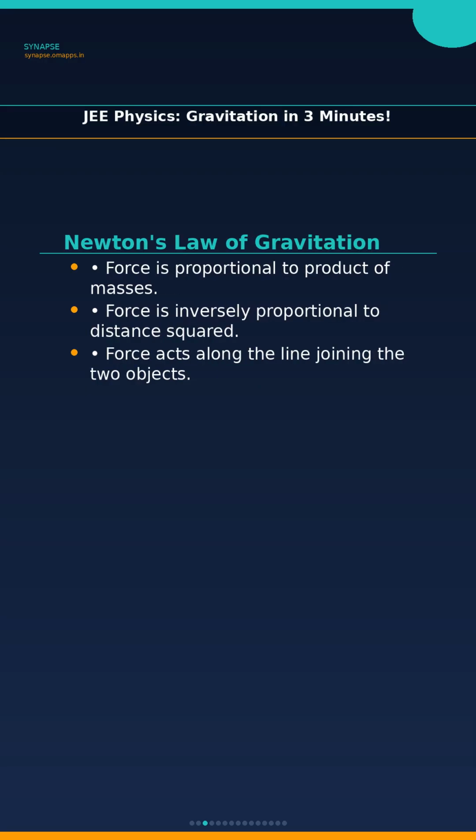Now, let's talk about Newton's law of gravitation. This law basically says that the bigger the objects and the closer they are, the stronger the gravitational force between them. Remember, this force always pulls the objects towards each other.